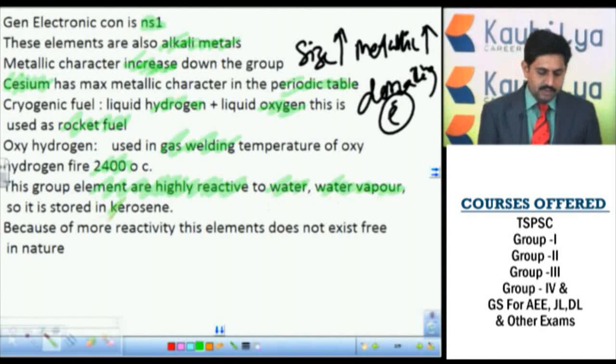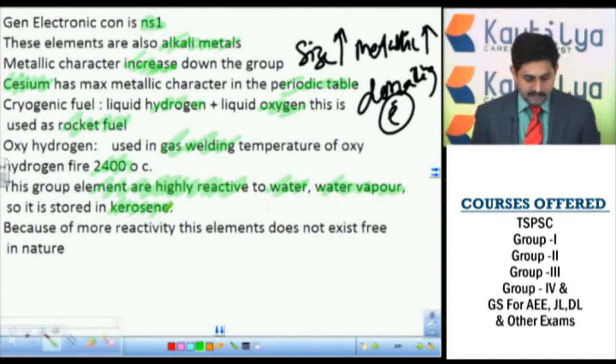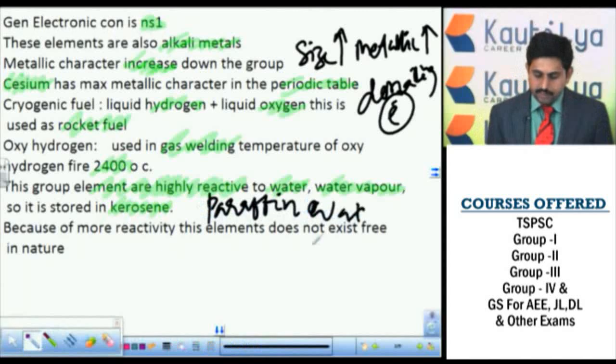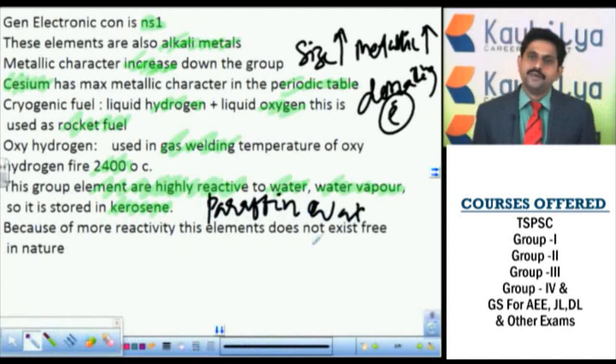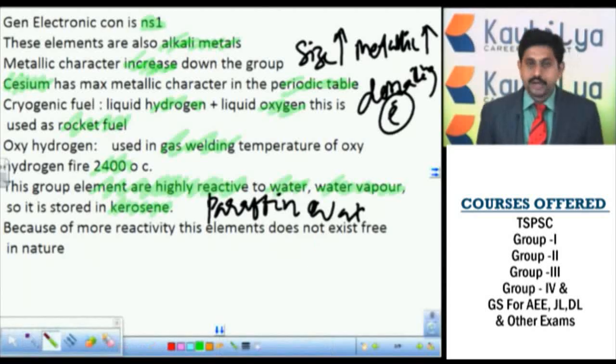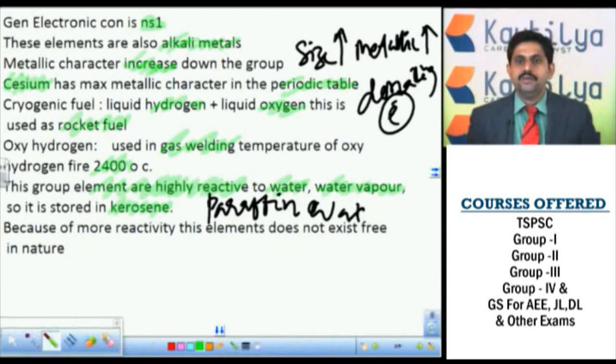Instead, these are stored in kerosene or paraffin waxes, where we can reduce the reactivity of these alkali metals. So these are more reactive, and because of that, they are not available free in nature. They are available in combined form in nature.